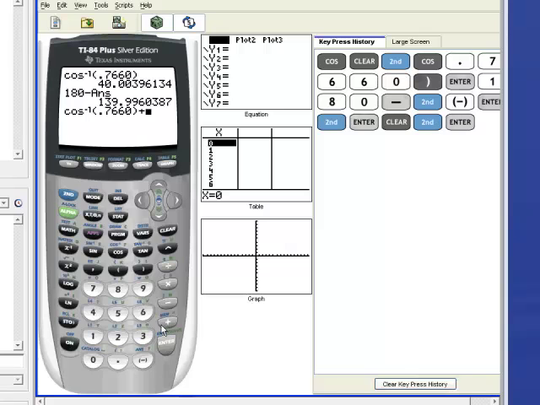Save entry. There we go. So we add that result to 180, 220.0.